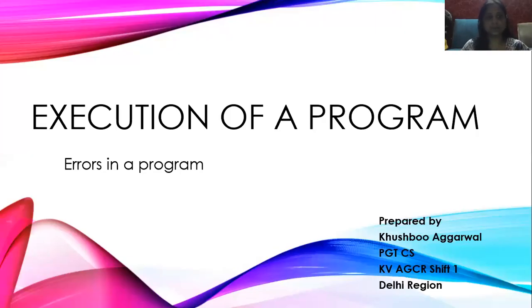Hello friends, we are here again to discuss a new and very interesting topic, that is execution of a program. Execution of a program is the main part of your programming. If we are not able to successfully execute our program, then there is no need to make a program, because programming is done for the output, and the successful output comes only after the successful execution of a program.